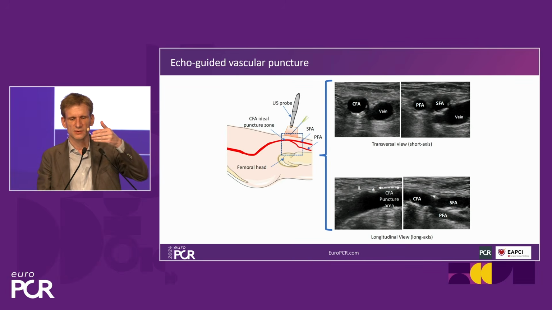So this is the classical transversal view, short axis view, which is a good view because you can clearly see where the bifurcation is also. More and more people also use the longitudinal view, or I do very often, if I use it, a combination of the two, I would say.